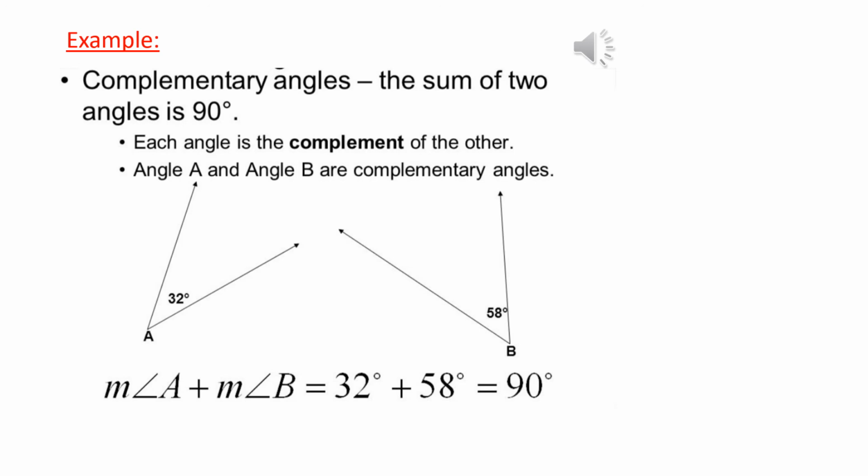To find the complement of an angle, we subtract the angle from 90, okay? Angle A and angle B are complementary angles. The measure of angle A is 32 degrees and the measure of angle B is 58 degrees. The measure of angle A plus the measure of angle B equals 32 plus 58 equals 90. Then these two angles are non-adjacent complementary angles.